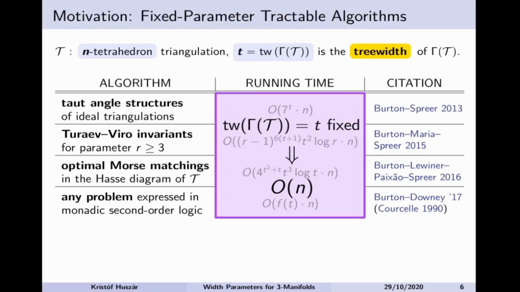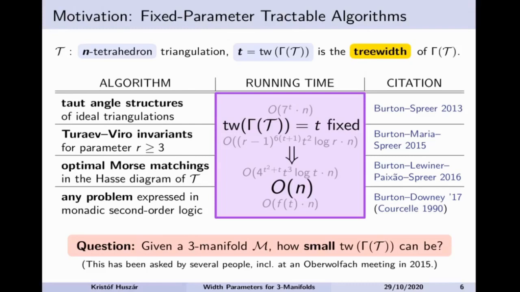So the presence of such algorithms motivates the main guiding question in this research, namely, given a three-manifold M, how small can the treewidth of the dual graph of any triangulation be? Is there a universal upper bound, or are there three-manifolds for which this number is arbitrarily large? So this is the main guiding question for us.